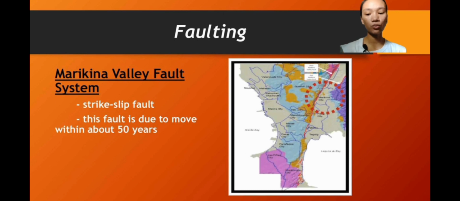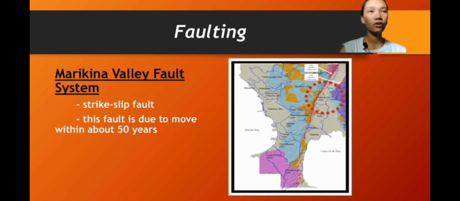The Marikina Valley Fault System is also known as the Valley Fault System. This fault is due to move within about 50 years and it is also a strike-slip fault. It is a dominantly right lateral strike-slip fault system in Luzon. It extends from Doña Remedios Trinidad, Bulacan in the north and runs through the provinces of Rizal and the Metro Manila cities of Quezon, Marikina, Pasig, Taguig, and Muntinlupa, and the provinces of Cavite and Laguna, ending in Canlubang. If you can see the red line, that is the Valley Fault System.